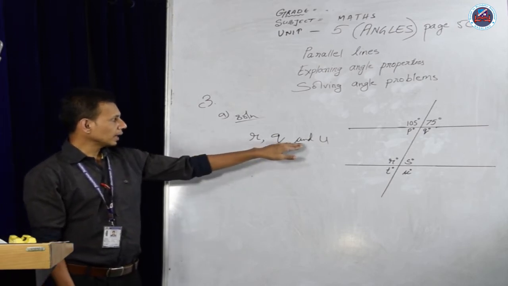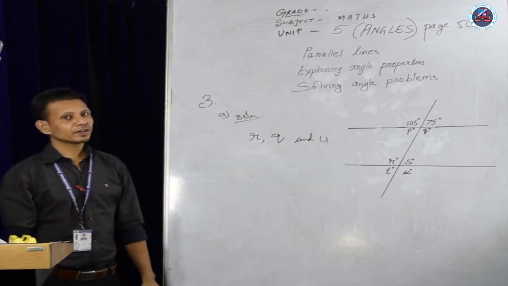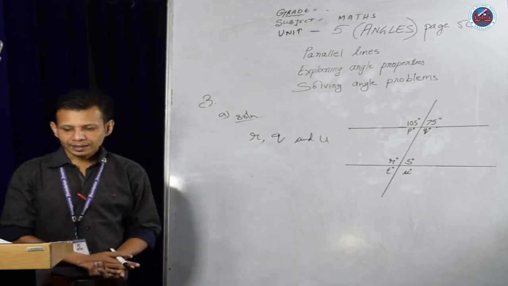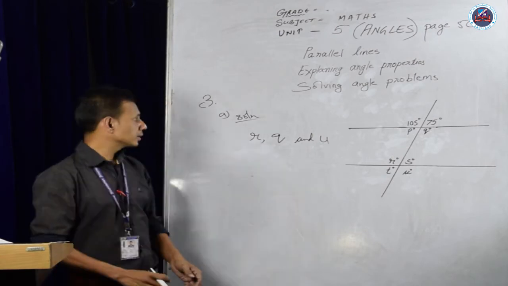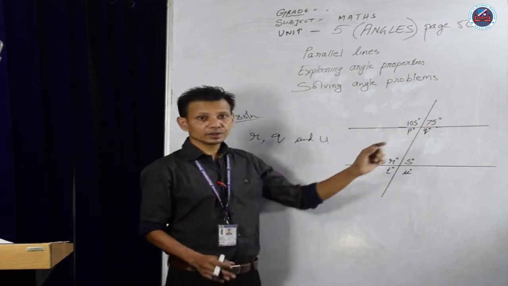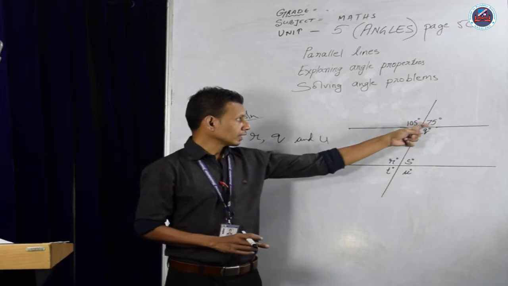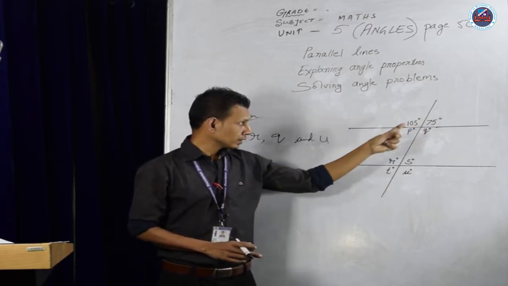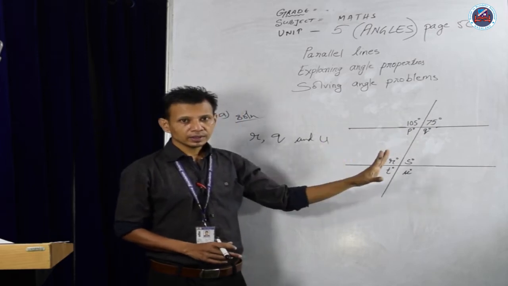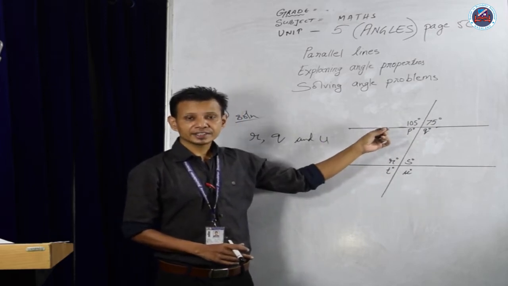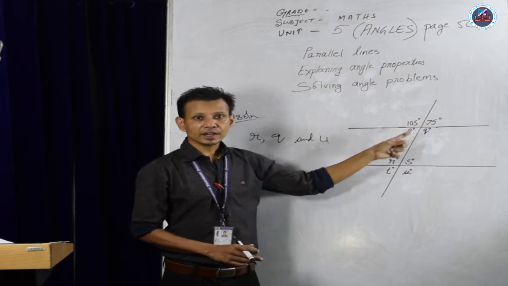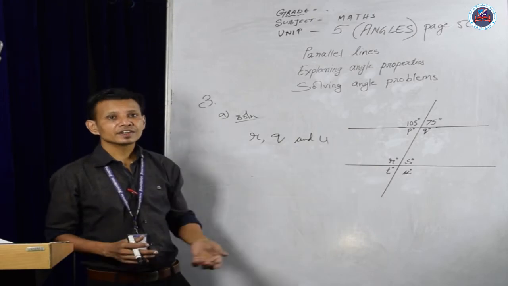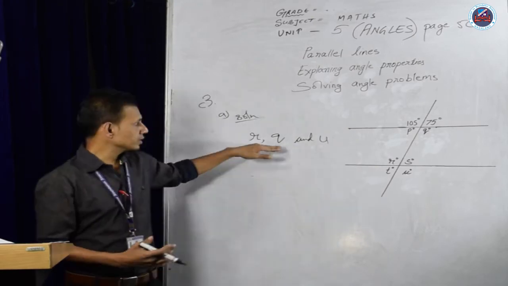R, Q and U are 105 degrees. That is the answer of A. Now your B says, what other angles are 75 degrees? Can you do that? You try to find corresponding angles with 75. Write down. After this, again you try to use alternate angles and find which are 75, which are 75 by alternate angle, which are 75 by corresponding angle, this way.